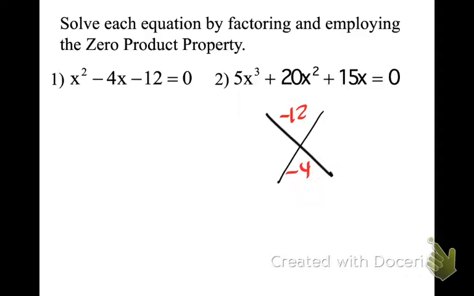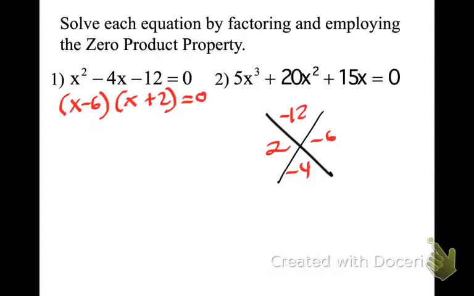What is it, Bryce? Negative 6 and 2. Good. So now I'm factoring that to x minus 6 and x plus 2 equals 0.